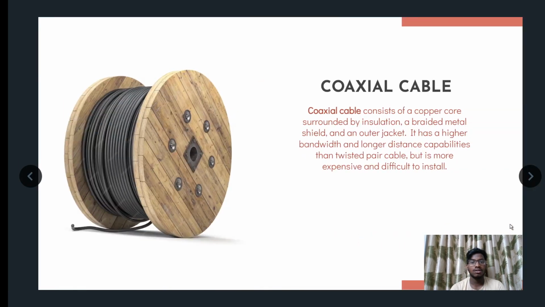The second one is coaxial cable. Coaxial cable consists of a copper core surrounded by insulation, a braided metal shield, and an outer jacket. It has higher bandwidth and longer distance capabilities than twisted pair cable, but it is more expensive and difficult to install when compared to a twisted pair cable. For security also, the coaxial cable is surrounded by an insulating outer jacket.